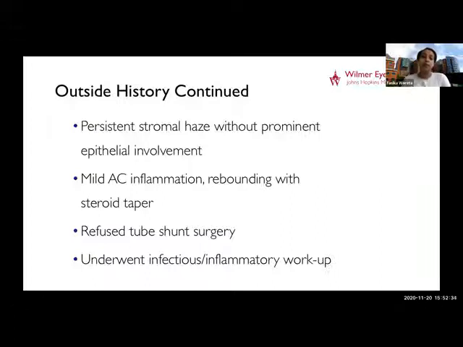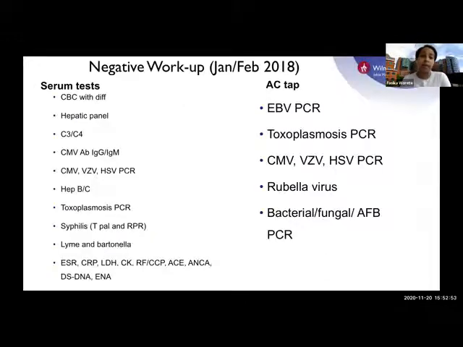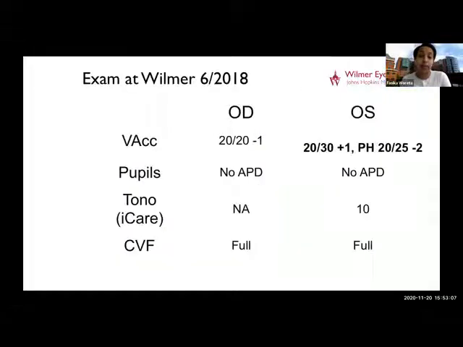So on the history that we obtained from the outside ophthalmologist, there was a stromal keratitis without epithelial involvement, and also recurrent anterior chamber inflammation. Because of the pressure, they wanted to do a tube shunt, which the patient deferred, and he had an extensive infectious and inflammatory workup, as you can see here, both with serum tests as well as an anterior chamber tap. This was done, again, all before he came to Wilmer.